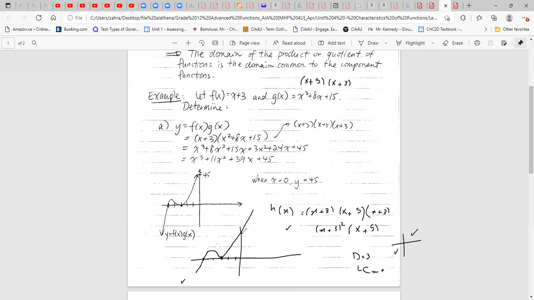Okay. So the y-intercept is easy. Just put x equal to 0, then it's going to be 9 multiplied by 5. It's going to be 45. It's going to be your y-intercept. And you can graph that one. Do you have any question?